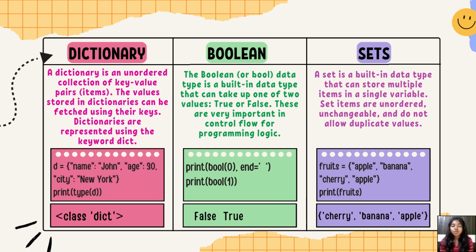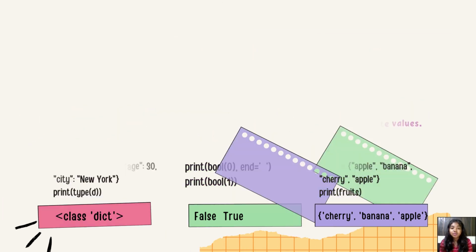A set is also a built-in data type that can store multiple items in a single variable. Set items are unordered, unchangeable, and do not allow duplicate values. Here you can see the example where variable fruits is a set. One of the key features of set is that it automatically removes duplicate elements. In this example, even though apple was added in the set twice, it only appears once in the output because sets do not allow duplicate values.